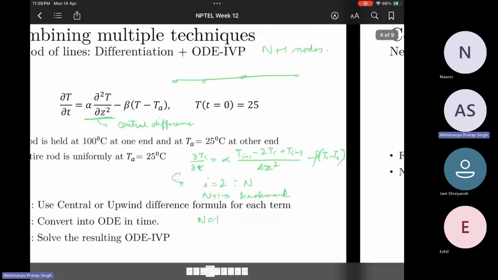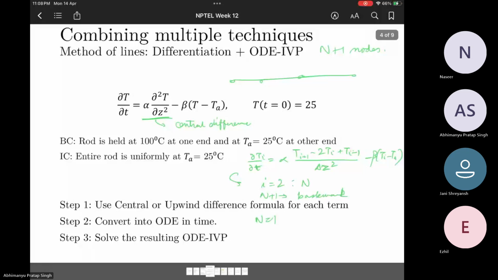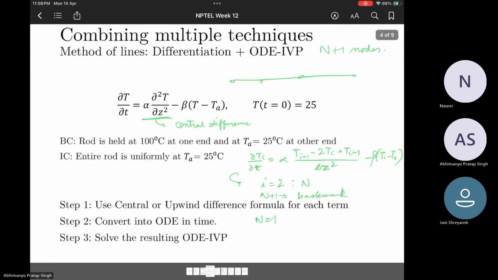Any doubt in this method, differentiation and ODE initial value problem? Okay, then I will go to the next problem.